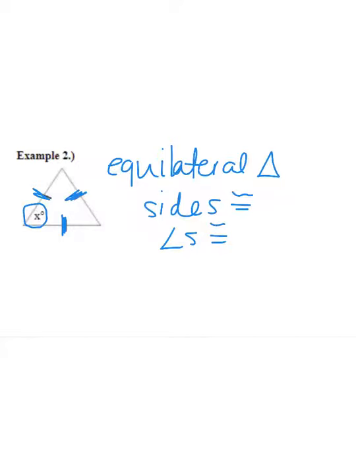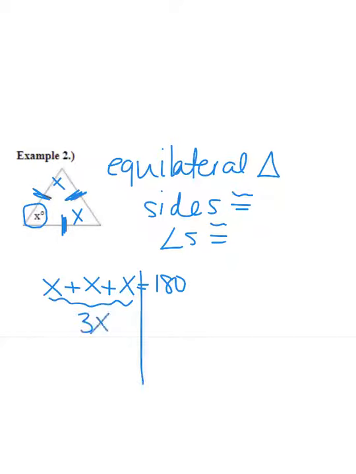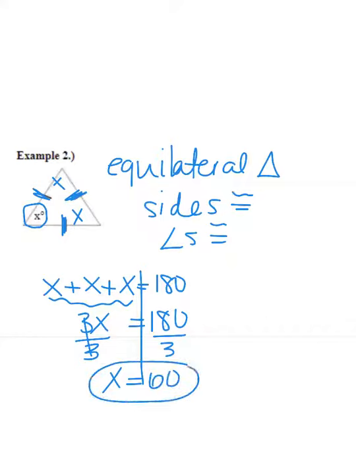Okay, so they should all add up to equal 180, and they should all be equal, so they should all be x. So x plus x plus x equals 180. Combine your like terms, so we'll have 3x equals 180. Divide by 3, and x equals 60. Again, a lot of you might have done the equation solving in your head and just taken 180 divided by 3 is 60. That's fine.